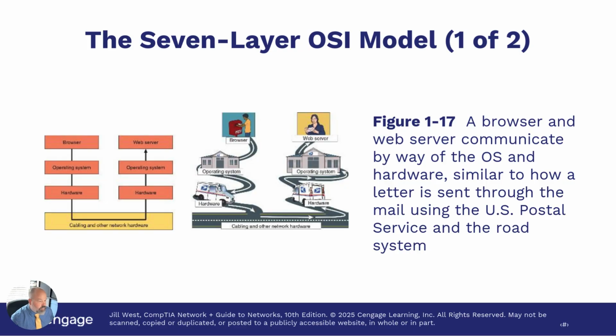You write a letter, which is the application. You put it in an envelope, which is presentation and session. The post office processes and routes it, which is transport, network, and data link. Finally, it's delivered physically, which is the physical layer. Each layer hands the data off to the next one, making sure it gets to where it's going without everyone needing to know all the details. This is a very important model, just an FYI.